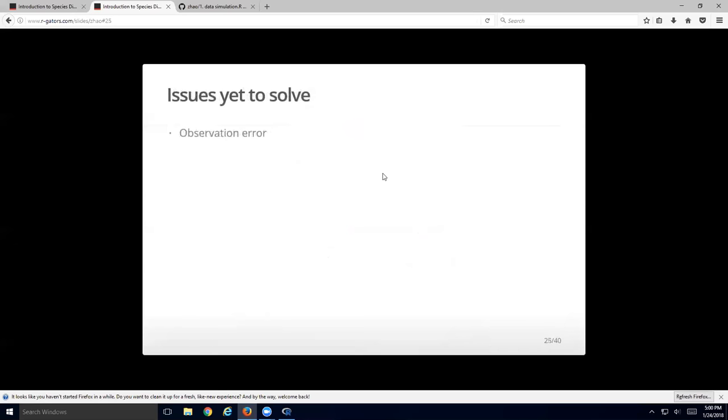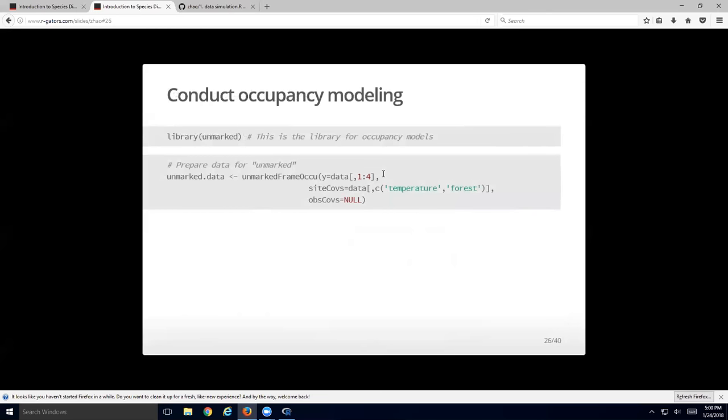However, we still don't account for observation error in our model. If we didn't see the species, we just assume that it's not there, although that could be wrong. So next, I will use the occupancy model. To do that, I use the unmarked package.